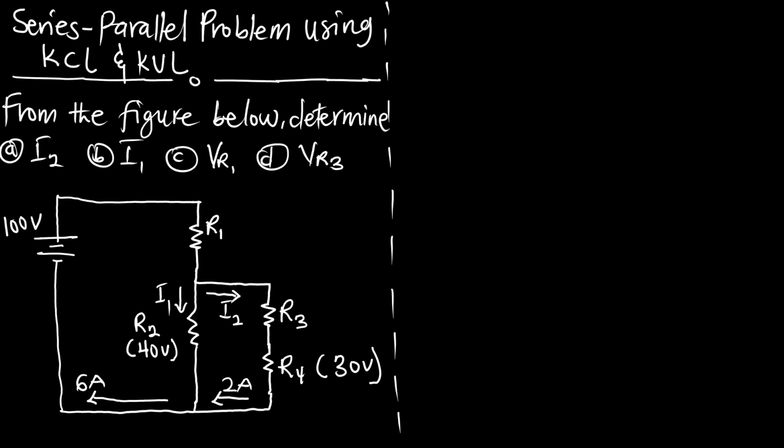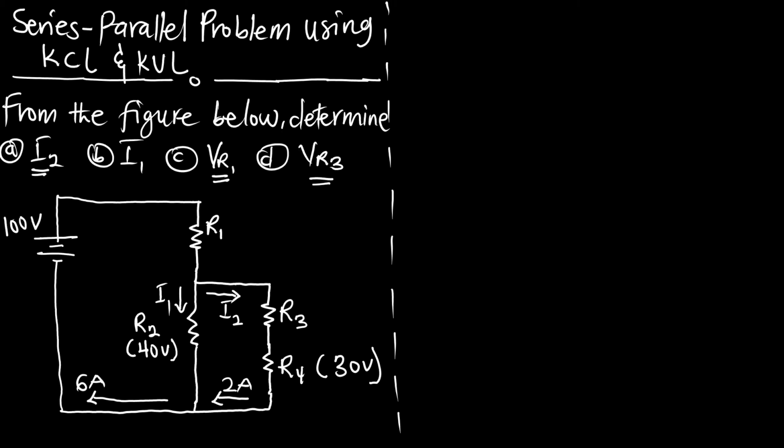So the problem is, from the figure below, determine I2, which is our current 2, I1, VR1, that is the voltage across resistor 1, and VR3, that is voltage across resistor 3. Looking at our diagram, this is our resistor 1. We have resistor 2 also here, resistor 3, and the fourth resistor. So we are given some parameters to calculate for the other missing parameters.